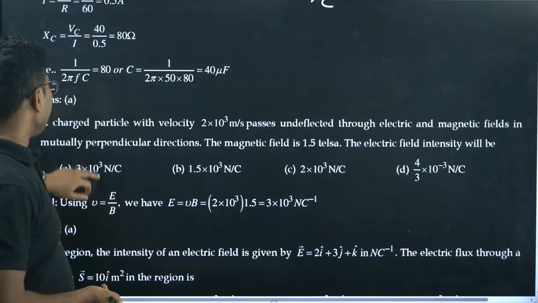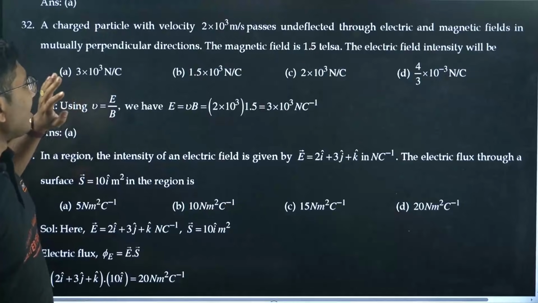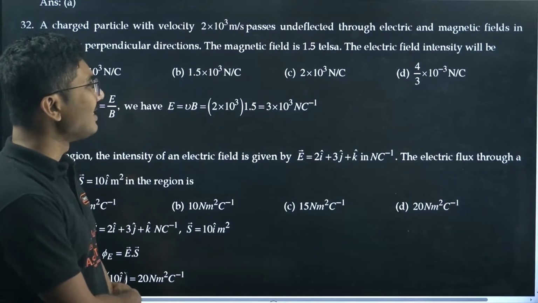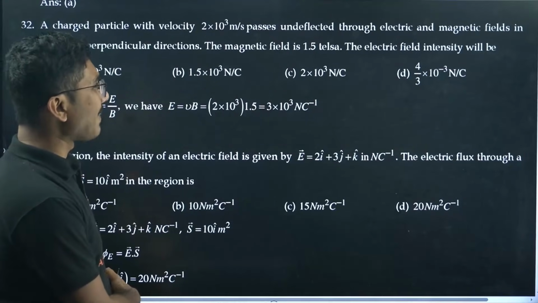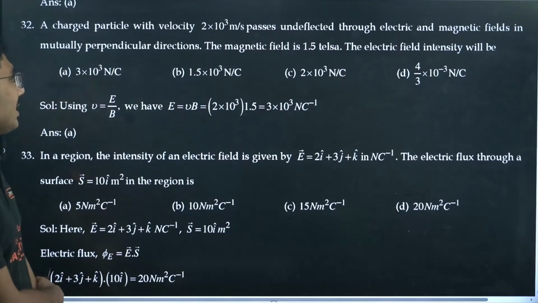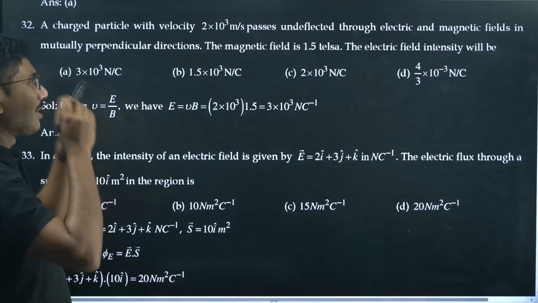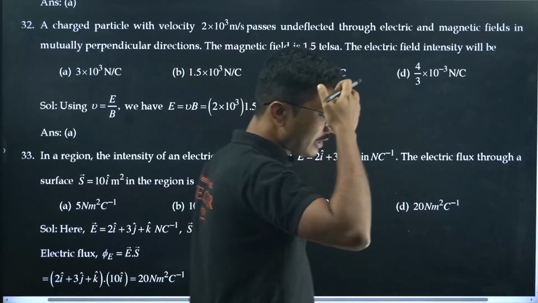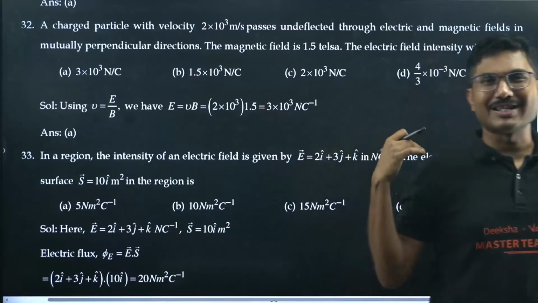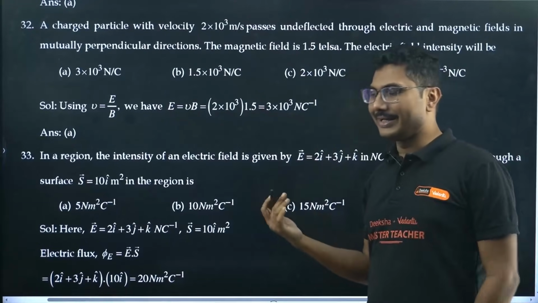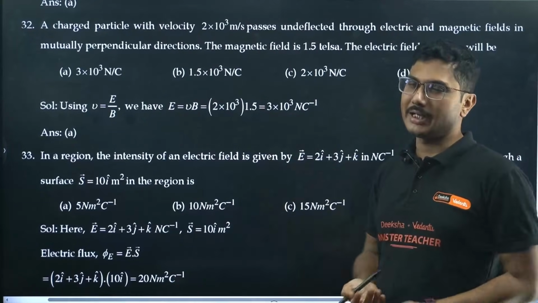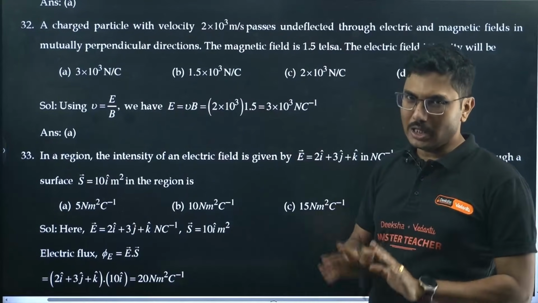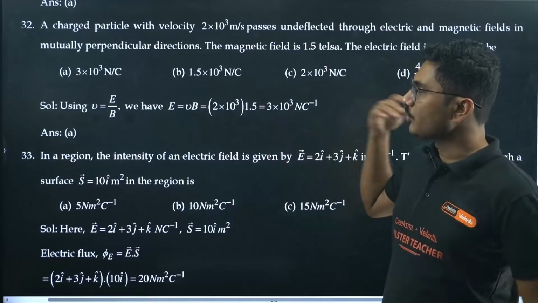Okay. Next, a charged particle with velocity 2 into 10 to the power of 3 meter per second passes undeflected through electric and magnetic field in mutually perpendicular direction. The magnetic field is 1.5 Tesla, the electric field intensity will be. Now that means when the electric field and magnetic field are perpendicular and the charged particle is passing undeviated, the force acting on the charged particle due to the magnetic field and due to the electric field both have to be equal and in opposite direction. So how to do that?